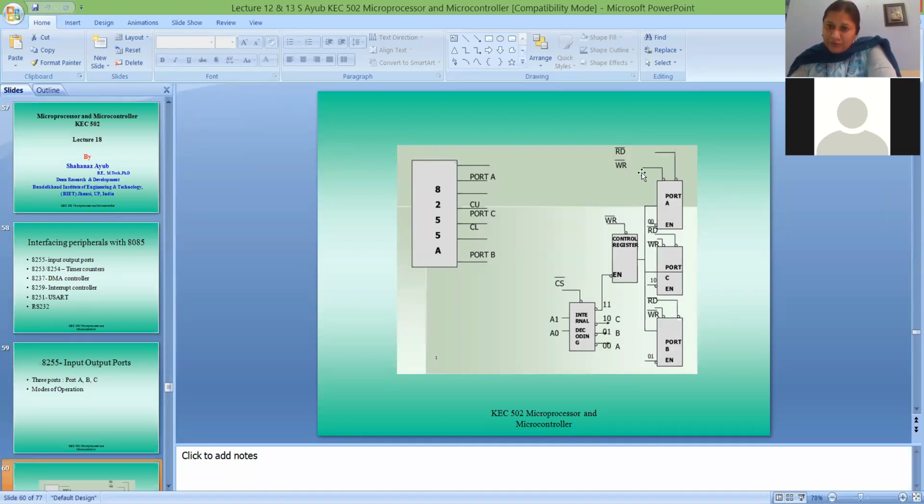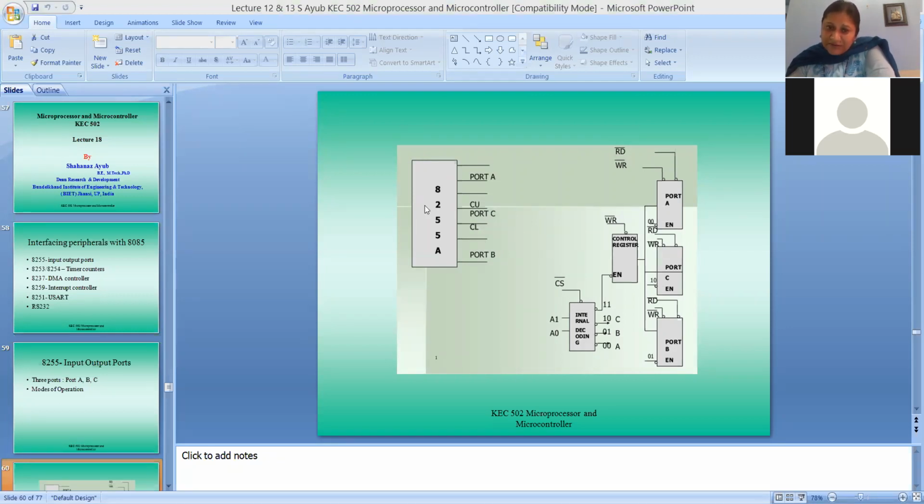There should be both signals connected to port A, that is read bar and write bar, so you will be reading from and writing to this port. Similarly, port C needs read bar and write bar signals, and port B also needs read and write bar signals. And there is one chip select pin on this 8255. This is an active low pin. Whenever this pin is low, only then is the 8255 accessed. If this pin is high, then this 8255 is not accessed.